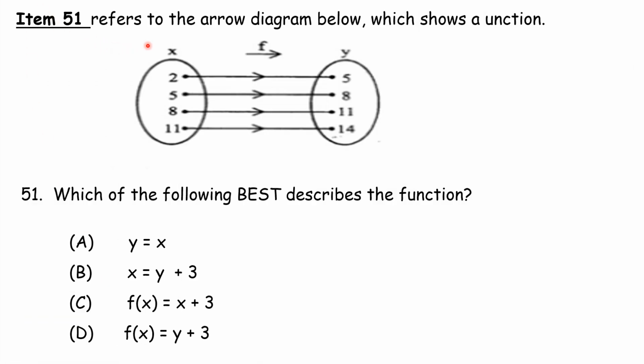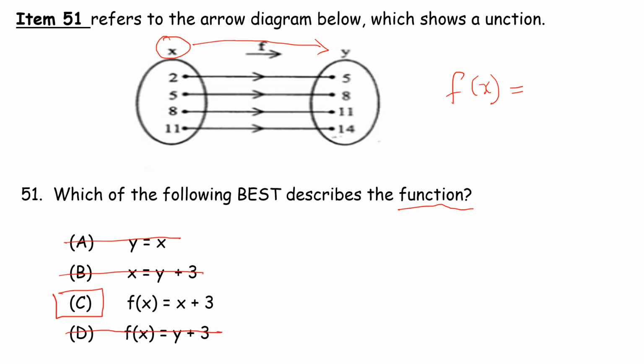Question 51 refers to the arrow diagram below, which shows a function. Which of the following best describes the function? Now, we don't need to do any calculations for this question. If you know functions, you know that it can't be A, it can't be B. Usually functions is f of x equals, where you're going to substitute the x values to get the y values. So it can't be D either. So the answer is C.